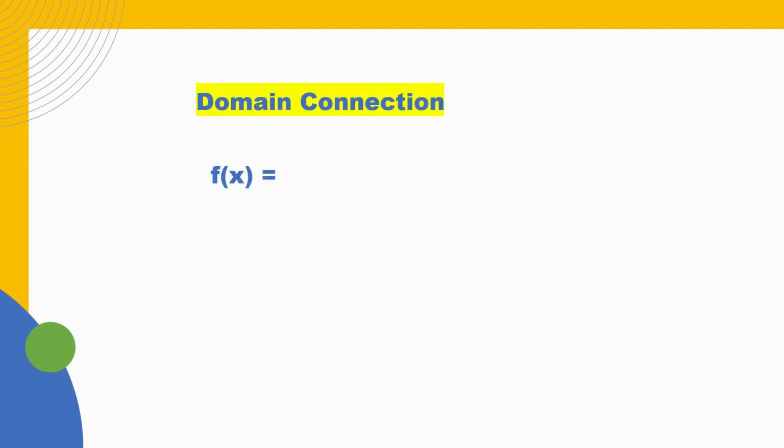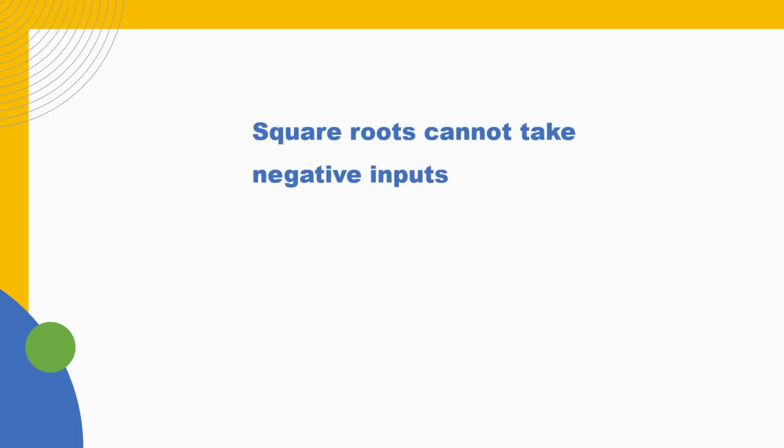Composite functions can also create new restrictions because the inside function controls what reaches the outside function. The value inside the square root must stay non-negative. So x must be greater than or equal to 5. This restriction happens because of composition.